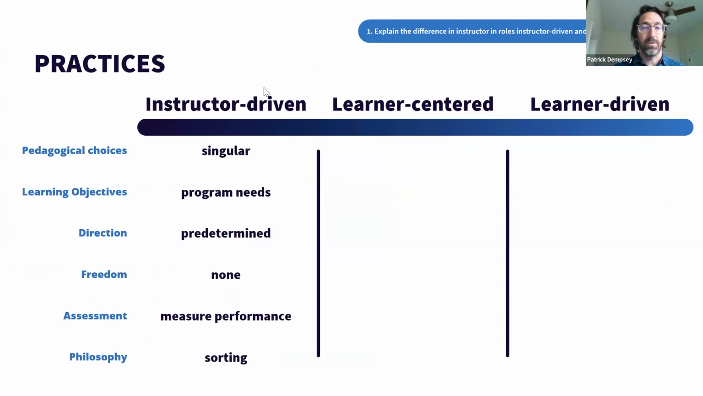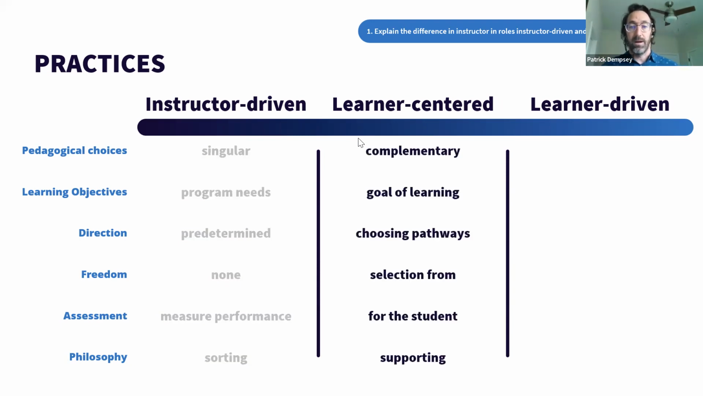So in instructor-driven models, and this is going to talk a little bit about the roadblocks, and we'll get more to that. Pedagogical choices are singular. It's like whatever the instructor wants. The learning objectives are there basically to meet program and assessment needs, maybe course needs. The direction of the course is entirely predetermined. There's no freedom for the students really to do anything. The sole purpose of assessment is to measure performance, to sort of rank students at the end of the semester. And the philosophy obviously behind this is to sort. It's this whole idea that these are college students and we're gonna have to have a normal curve, a normal distribution at the end of the term. And that's how we know the course was successful.